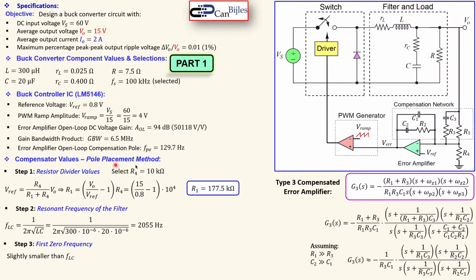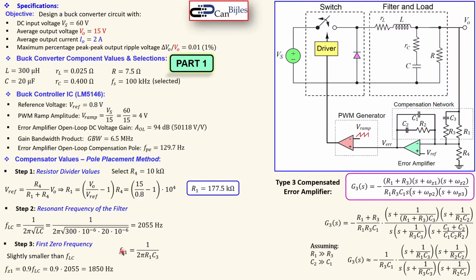Now the first zero frequency, which is this 1 over R1 times C3, that can be set, because this is about the pole placement method, we can take that a little bit slightly smaller than the resonant frequency we just calculated. So that can be then, for example, 90% or 95%. It doesn't really matter, just slightly smaller. So I just take it 90% of the resonant frequency here. So that means the zero 1 frequency is 0.9 times the resonant frequency. So it means it will be then 1850 hertz.